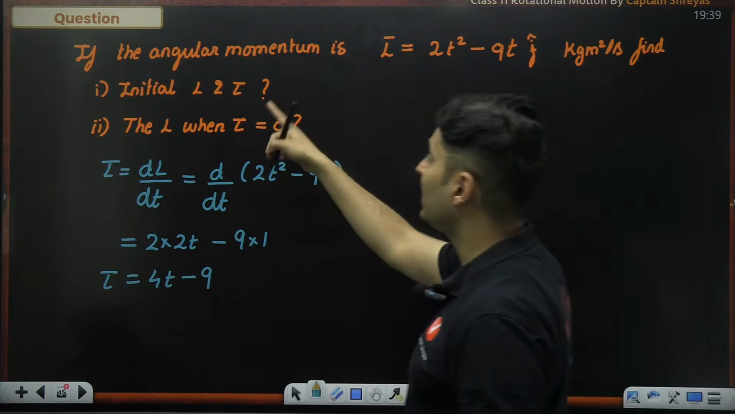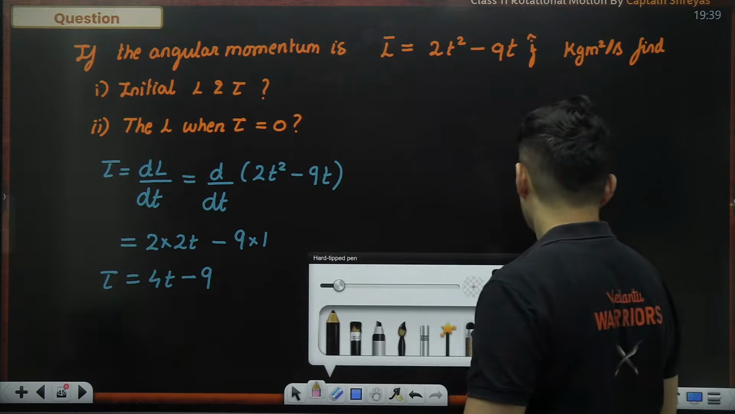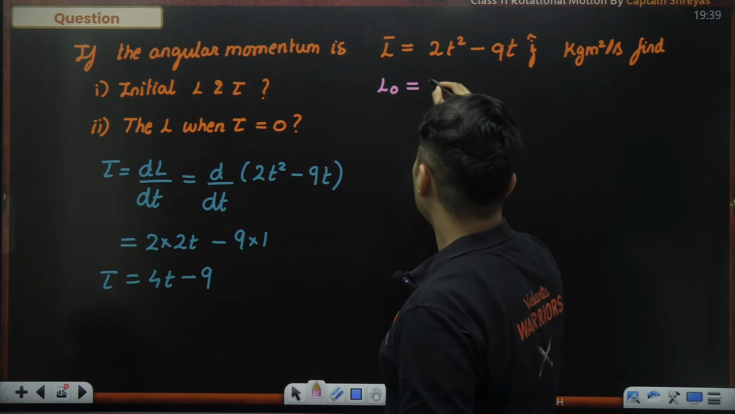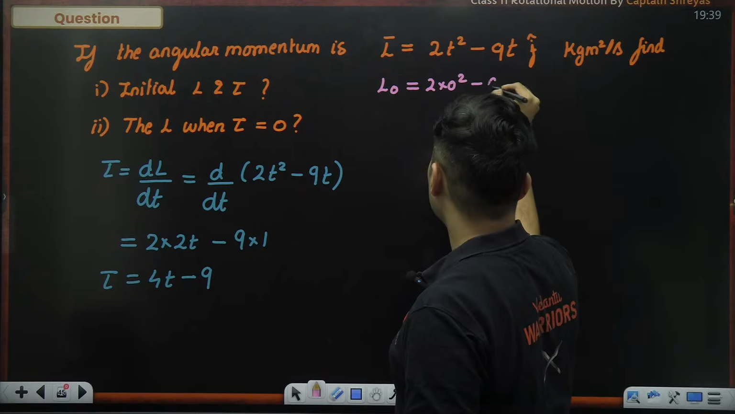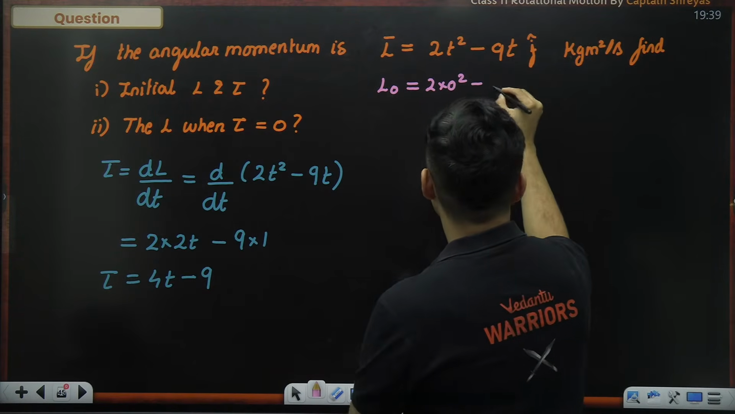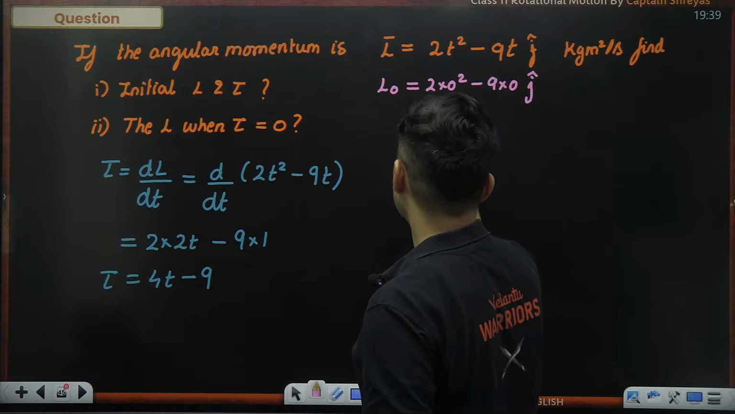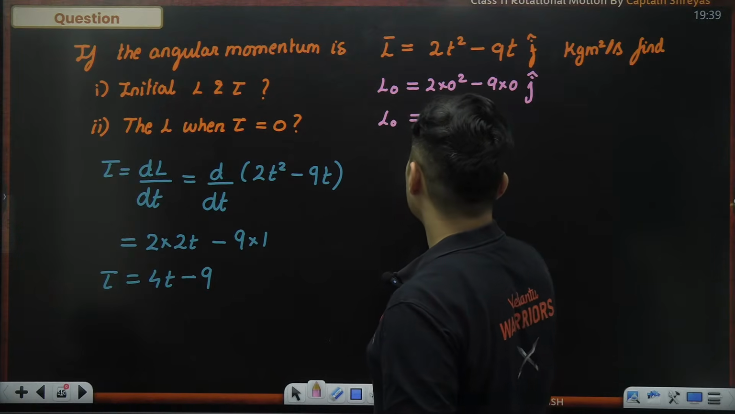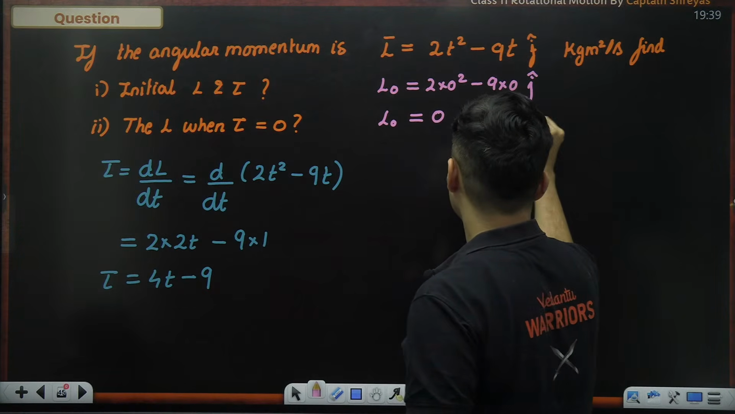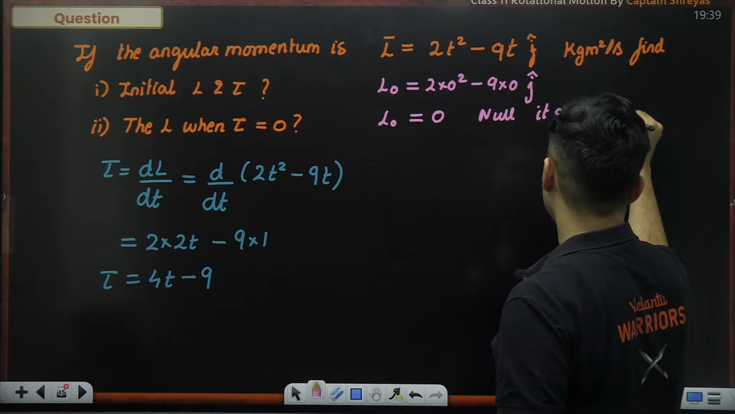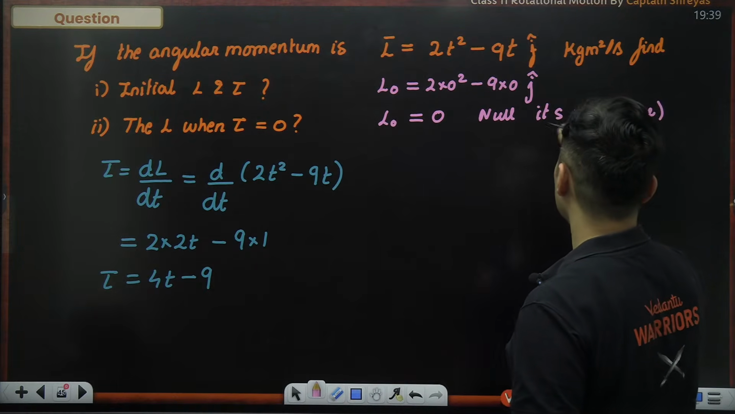Let's start the first one: initial angular momentum and torque. So for initial angular momentum, just put time as 0. So 2 multiplied by 0 squared minus 9 into 0, j cap. So therefore it will just be 0. So it is nothing but a null vector. There is no angular momentum initially.